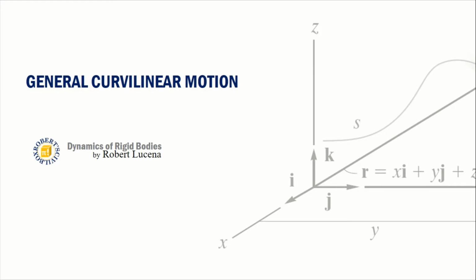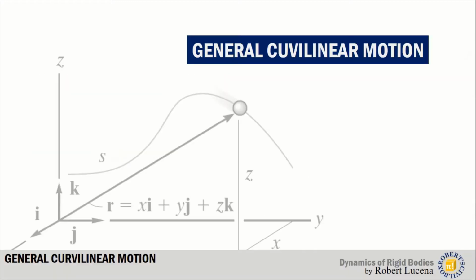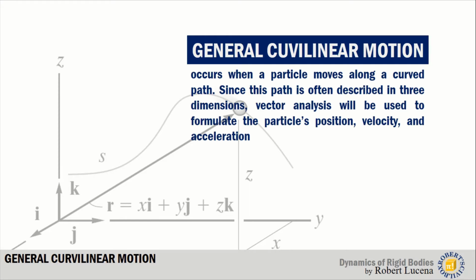Welcome again, everyone. Today we will be discussing general curvilinear motion. This is now part 4 of our lecture series in dynamics of rigid bodies, wherein we will discuss the motion of a particle or an object in a three-dimensional curvilinear path. So let's start by describing the general curvilinear motion.